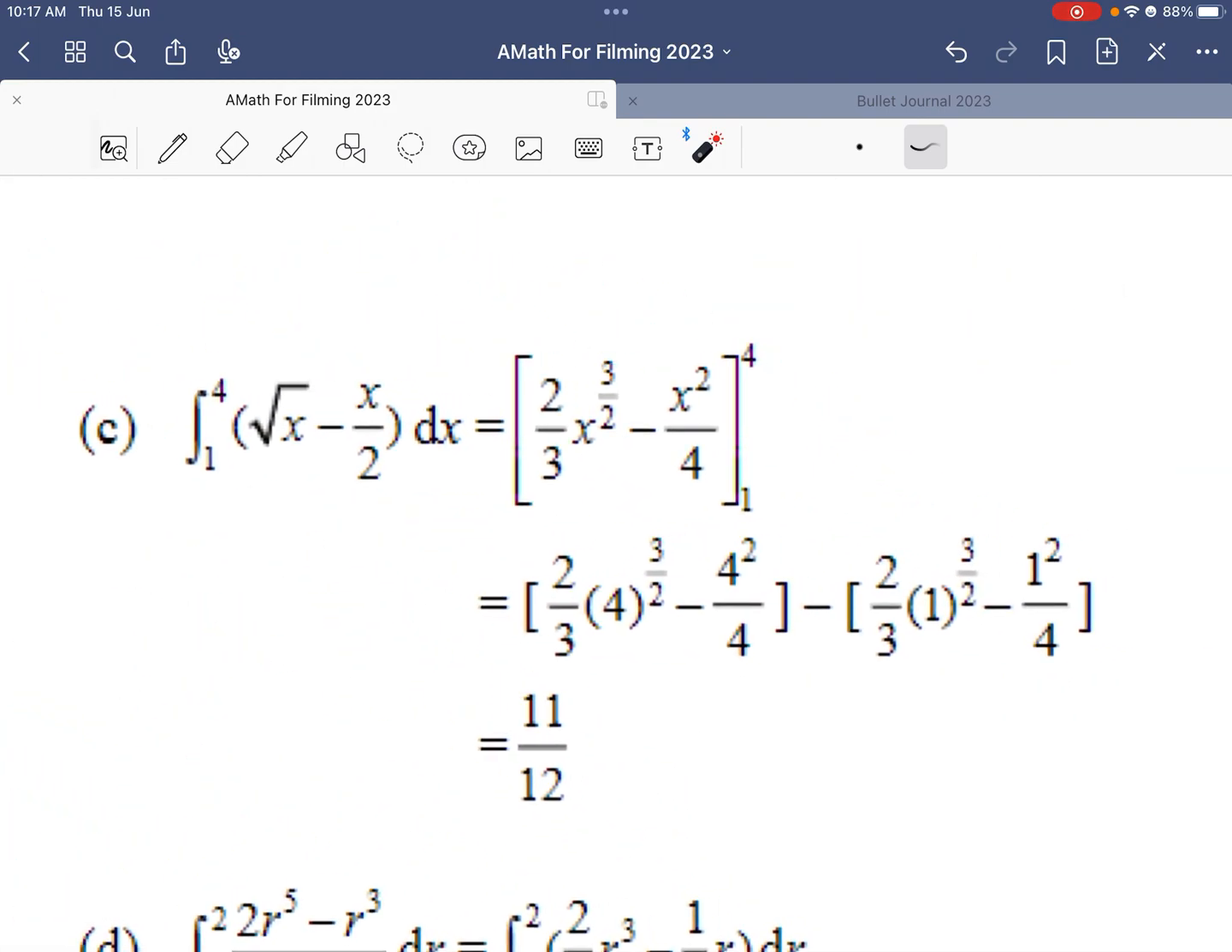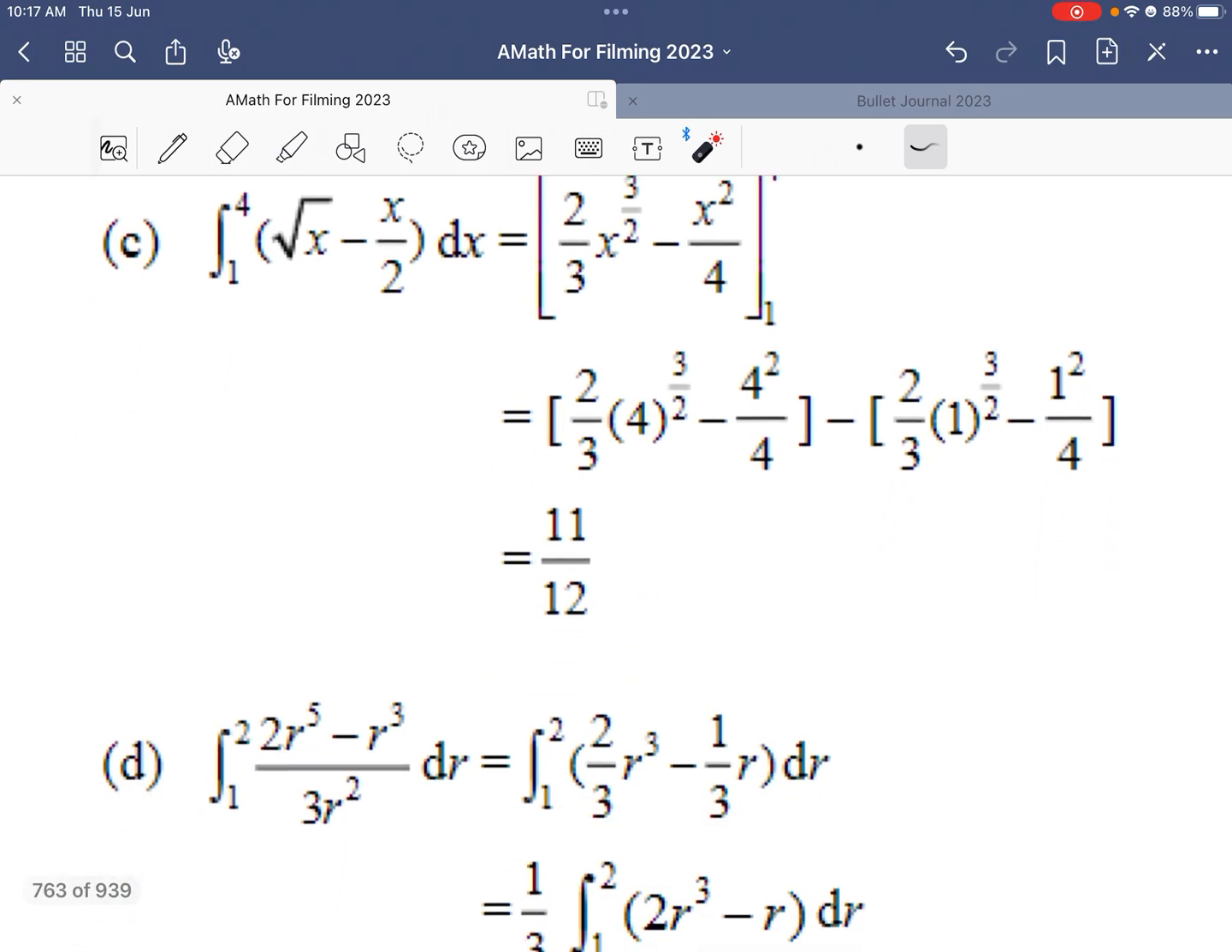For part C itself, similarly, if you integrate x to the power of half, you get 2/3 x to the power of 3 over 2. This integrated gives you negative x squared over 4. Limits are 4 and 1. Simple substitution, use this bracket and these brackets. If you use your calculator, you will get the exact value of 11 over 12.